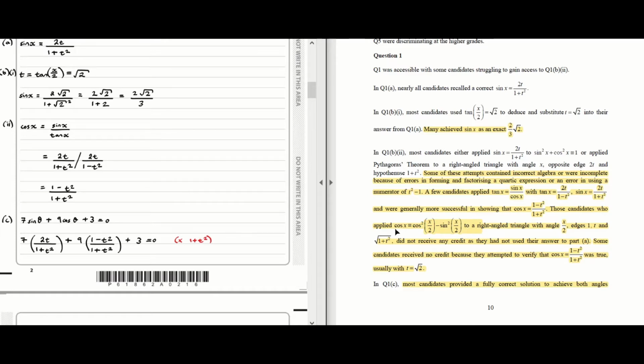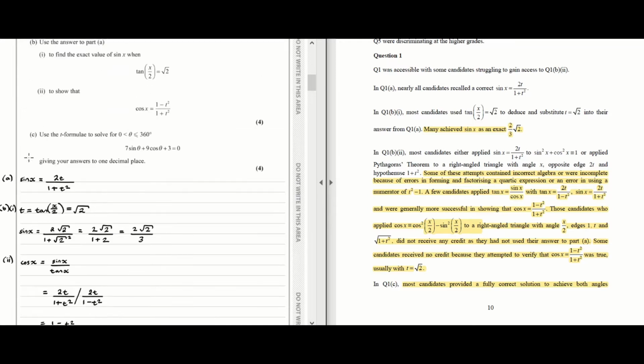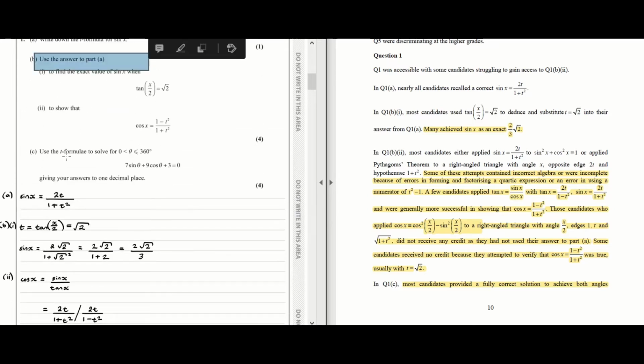There were candidates who used the formula cos x equals cos squared of x upon 2 minus sin squared of x upon 2, or a right angle triangle with the angle x over 2, edges 1 and t, and the square root of 1 plus t squared, and did not receive any credit. They did not use the answer in part A, so that was quite important. Make sure that you use your answer in part A.